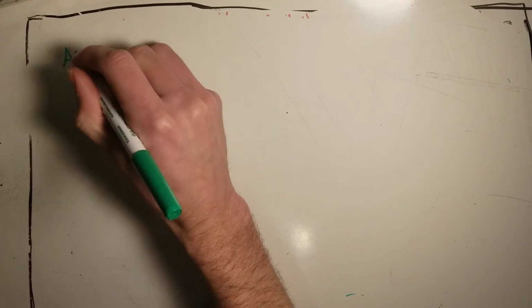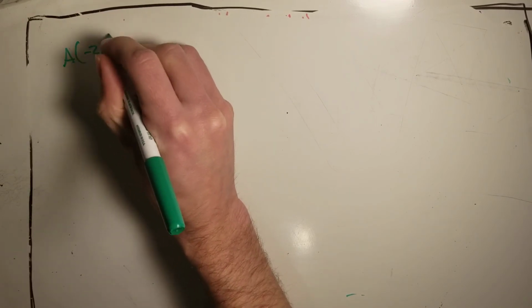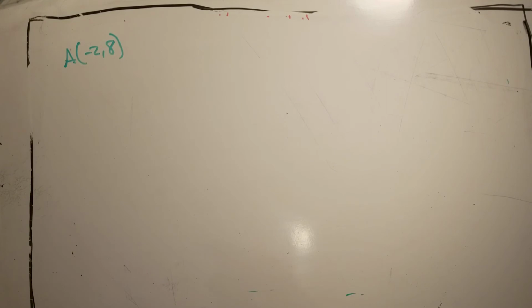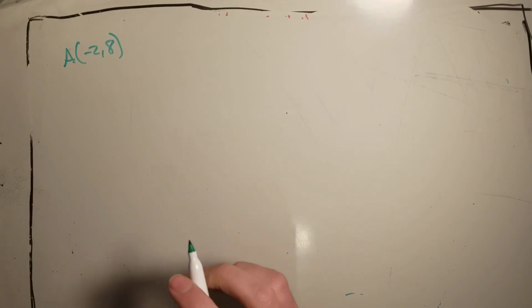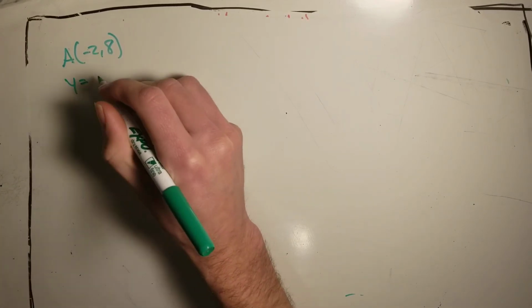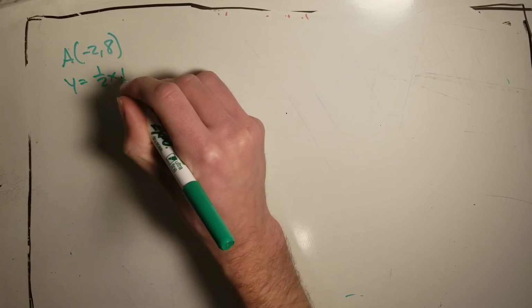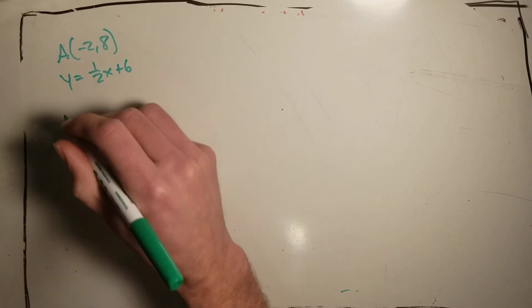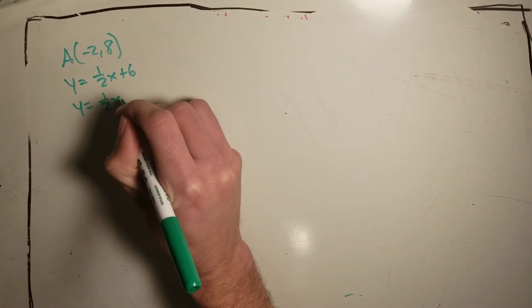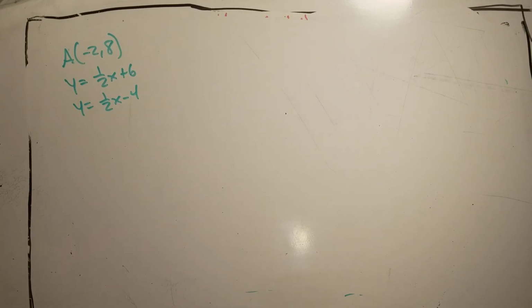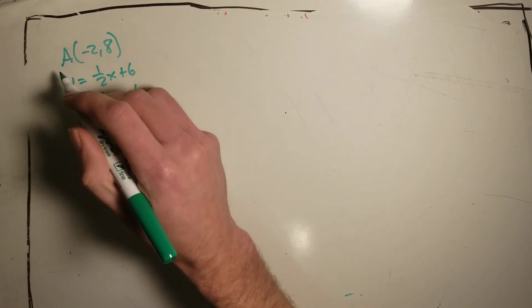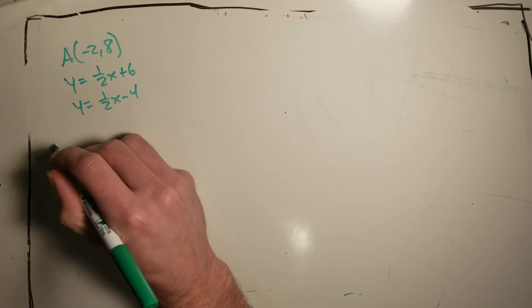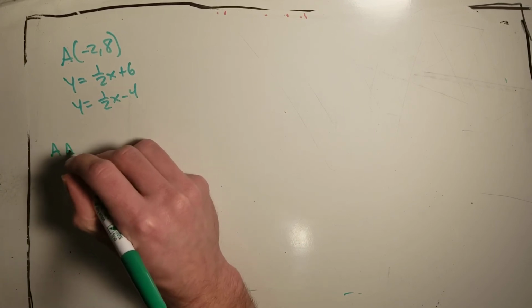Alright, so our example, this is on the last slide that we have. The example says the point A is (-2, 8), and it is reflected over the line L that is represented by the equation y = 1/2 x + 6, and then it's reflected over the line y = 1/2 x - 4, and we want to find the distance from the pre-image to the image. We want to find the distance from A to A double prime.